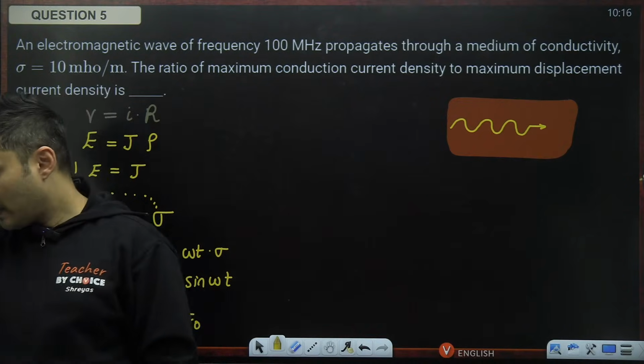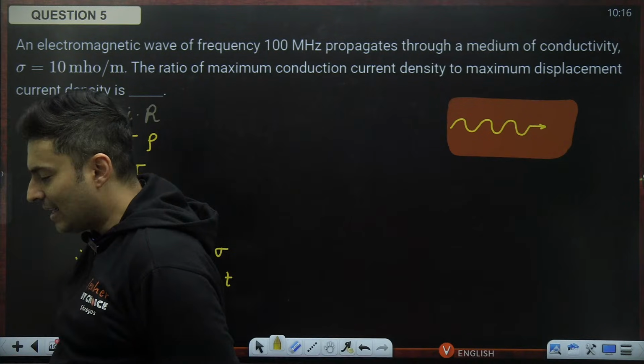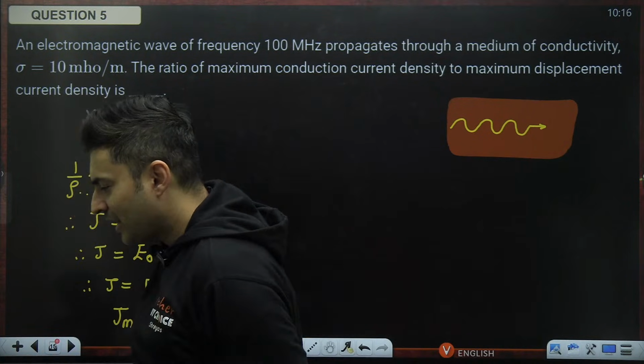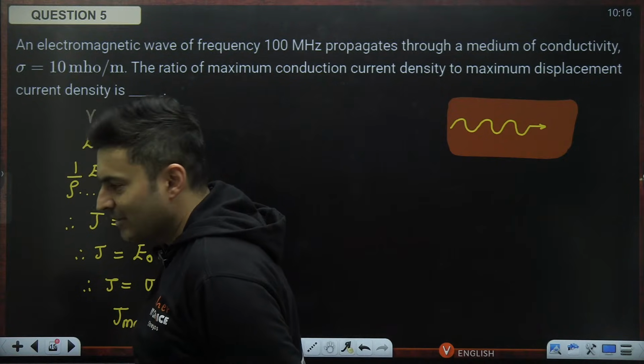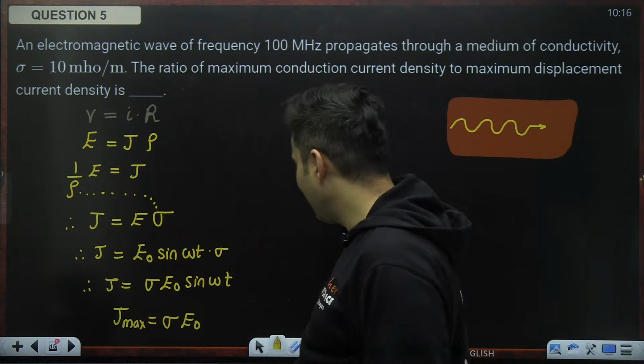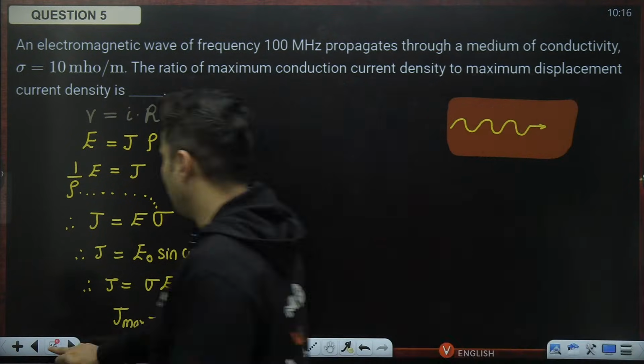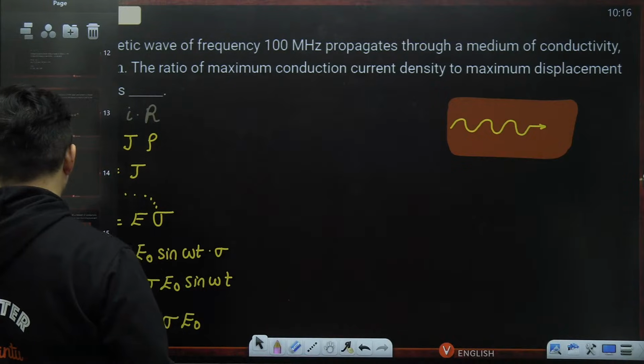Just check this out. Do you guys agree with this statement? Everyone? Sigma multiplied by E naught will be the maximum current density. Very good. Now comes the next part. I think I might need 2 slides just to show you what is happening.